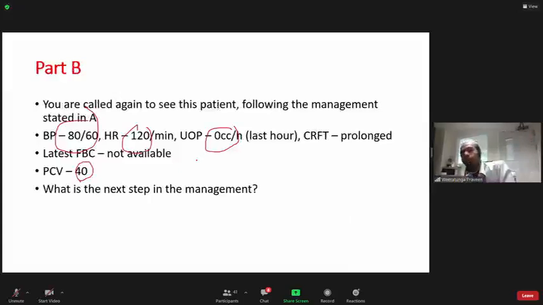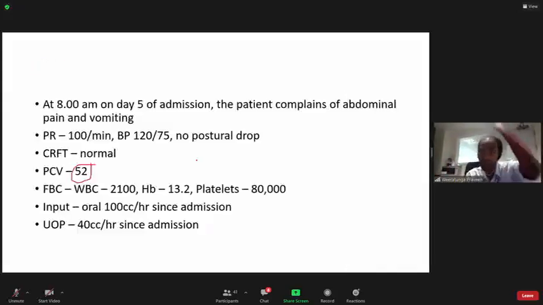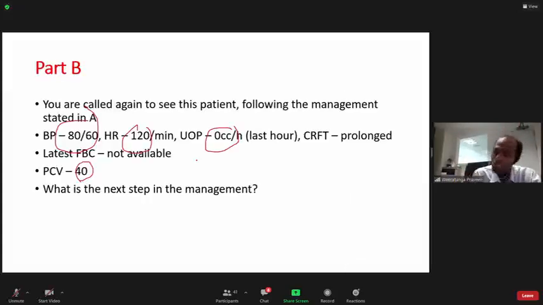Now I have not worded the question properly here, but obviously you need to start a bolus, but the most important thing you should do is transfuse blood, because it's very, very clear that the patient is hypotensive because of bleeding. The PCV has dropped by 12 at once, from 52 to 40. Now you know the patient is bleeding, so your most important step is blood transfusion. But obviously to get the blood, it will take time. Until that you have to give some fluids to get the blood pressure up. But blood transfusion would be the key thing in this patient's management, obviously.